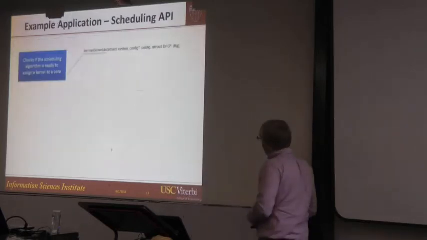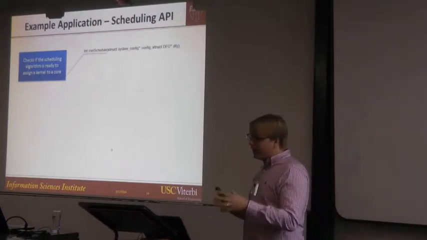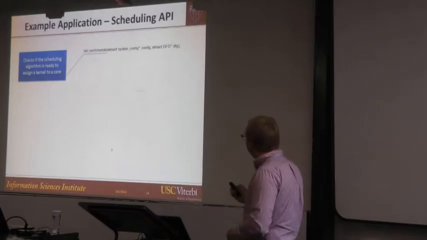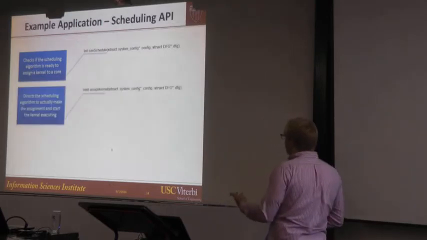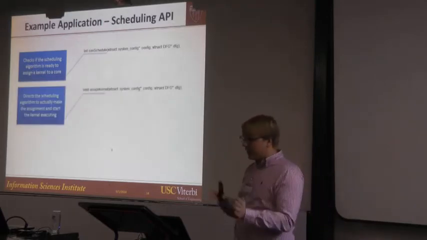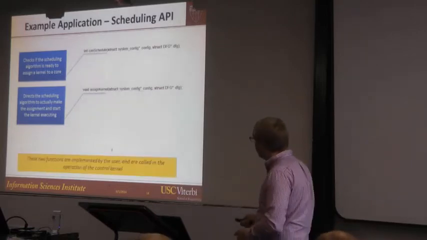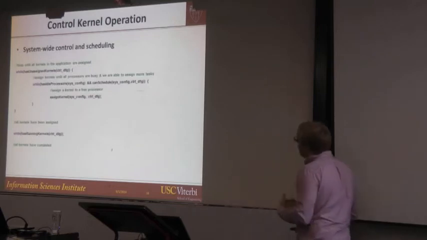Lastly, the scheduling API is a set of 2 functions. They're implemented by the user, and then these functions are used to perform the application runtime. So can schedule just checks to see if an algorithm is ready. Assign kernel does the same thing, but actually makes the assignment to that kernel and then launches it and begins execution of that kernel. So these two functions are implemented by the user. Okay, so here's how we wrap it all up.